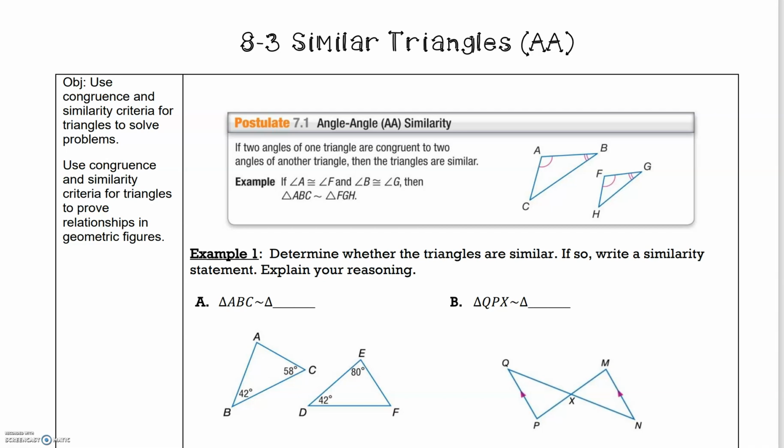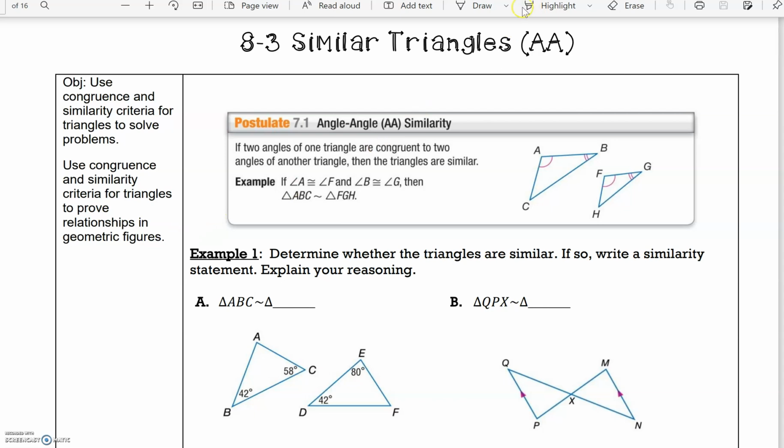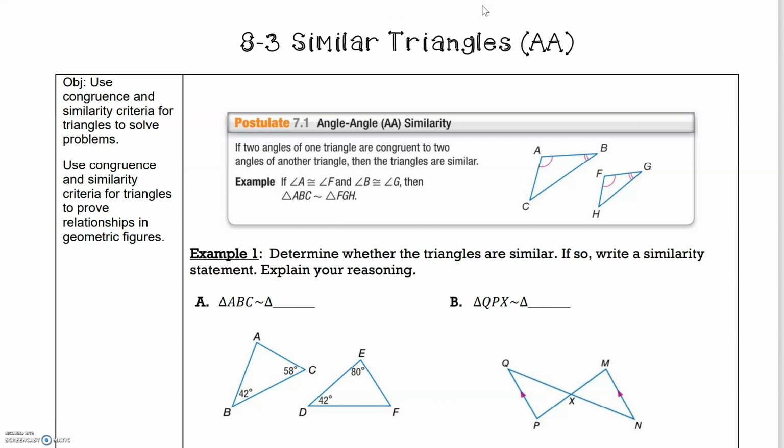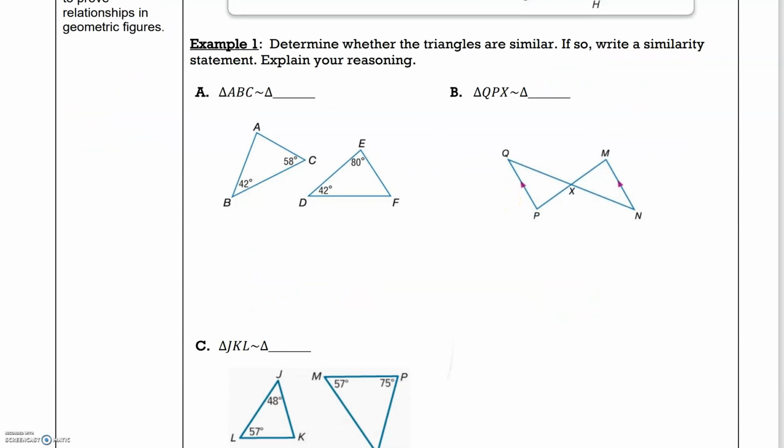In this lesson, we're going to talk about similar triangles using angle, angle. So as long as we have two angles that are congruent, that correspond to each other, then the triangles are similar.